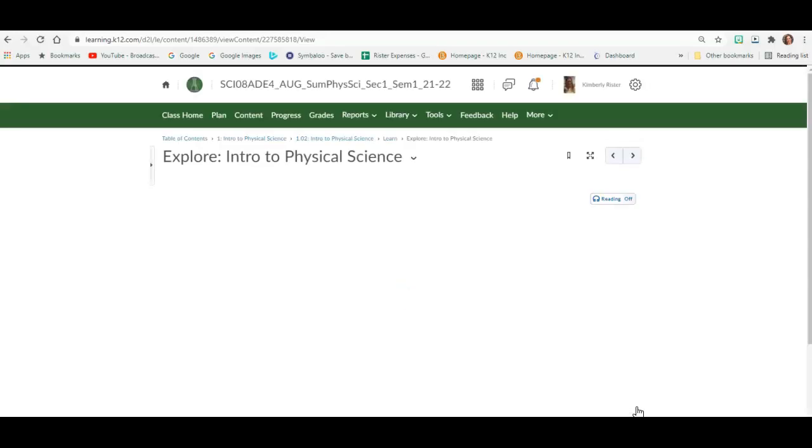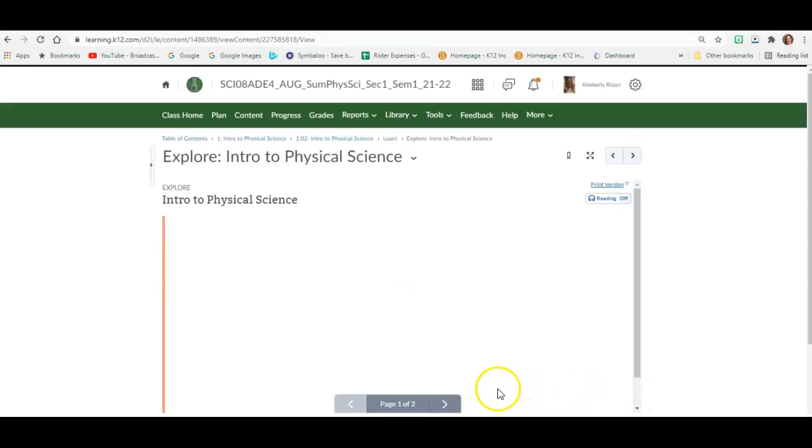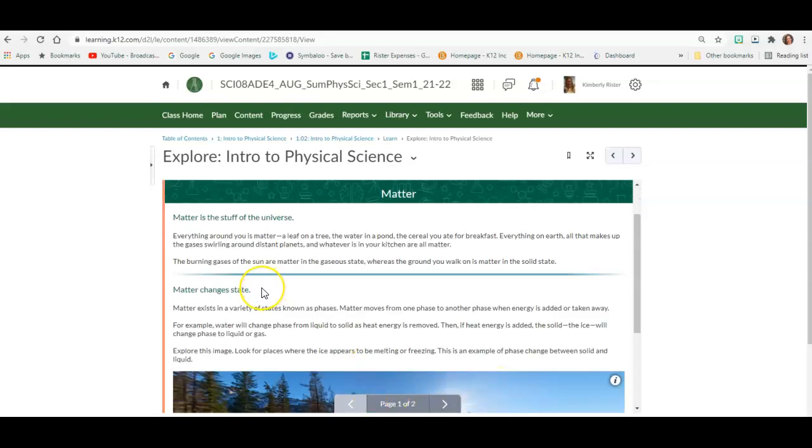All right, so now we're moving out of the lesson introduction and we're actually going into the lesson content. Here it talks about matter. It's the stuff of the universe. This is where your note taking on the left will come into play. You can write down any words that are helpful, images, charts, anything that you would like. Everything around you is matter. A leaf on a tree, the water in a pond, the cereal you ate for breakfast.